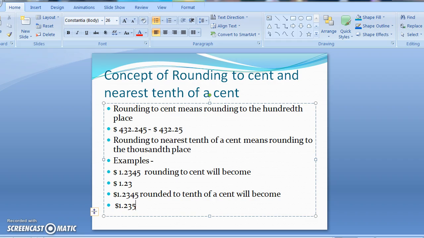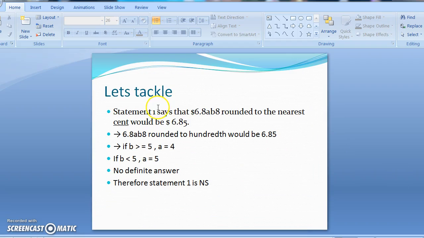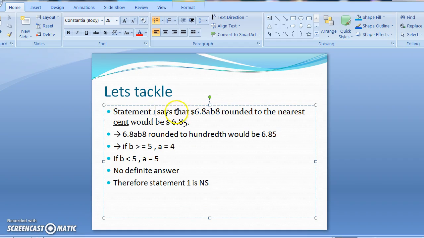Alright, great. So hope you got those concepts. Now we are actually armed for the question. Let's see. Let's tackle it. Statement 1 says that $6.8ABA rounded to the nearest cent would be $6.85. Alright, so let's apply the concept. We are having this number here, 6.8ABA.